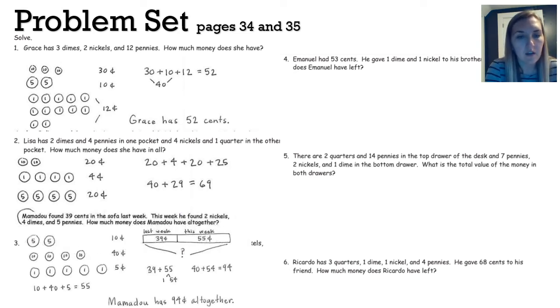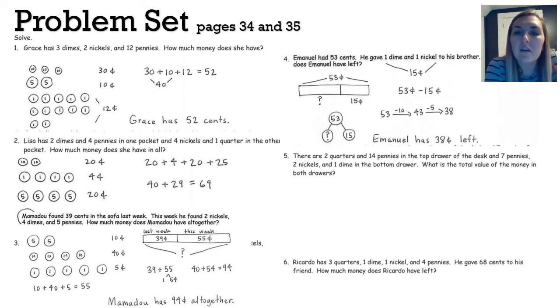Problem 3. Here's a picture and then a tape diagram. So we know last week, Mamadou found 39 cents, plus this week, 55 cents. Altogether, 39 plus 55 equals 94. Mamadou has 94 cents altogether. Turn to the next page.